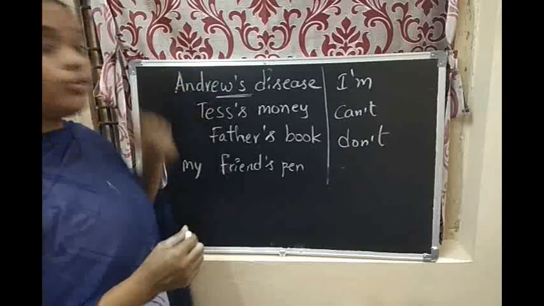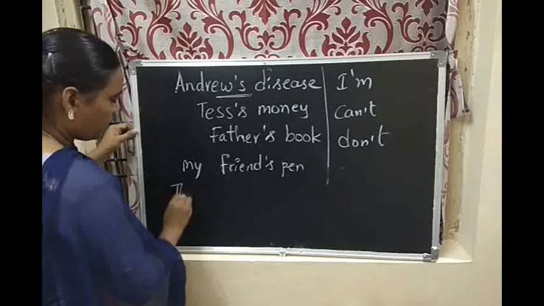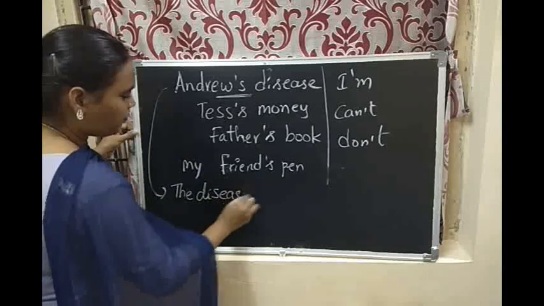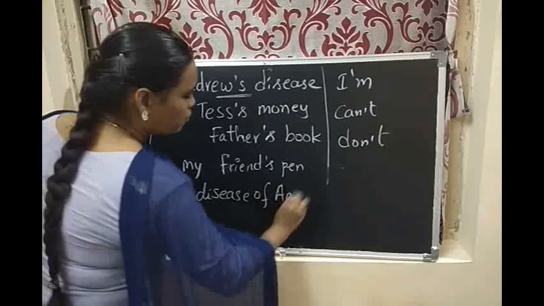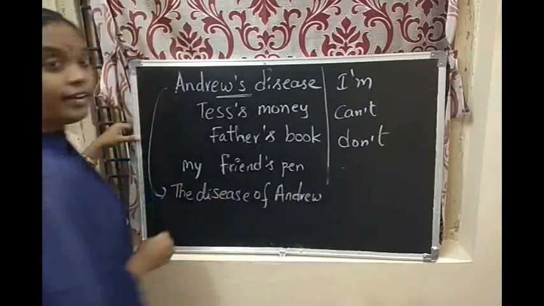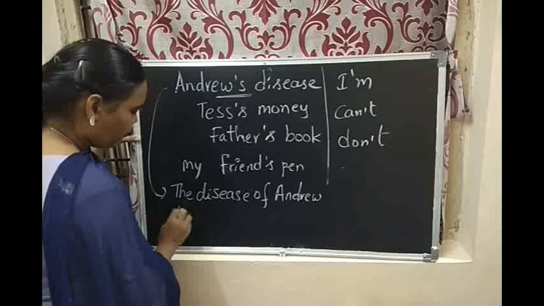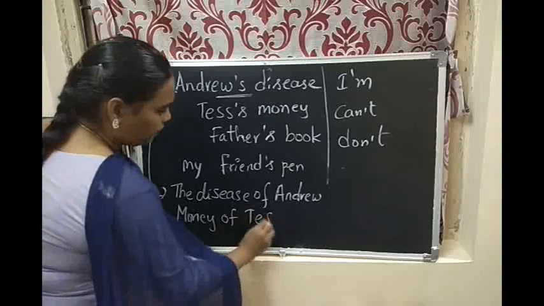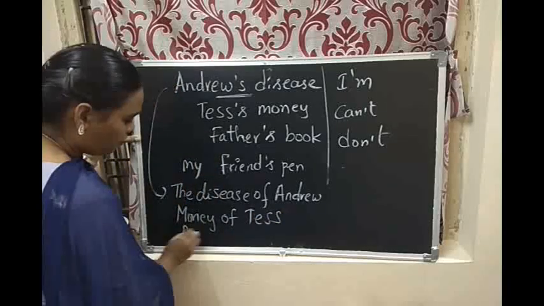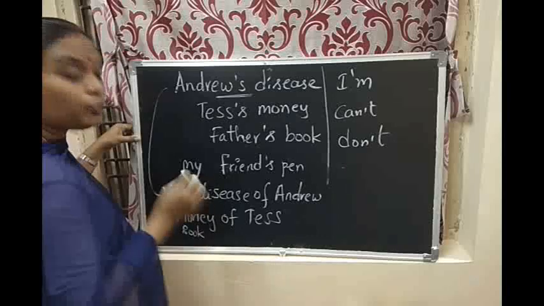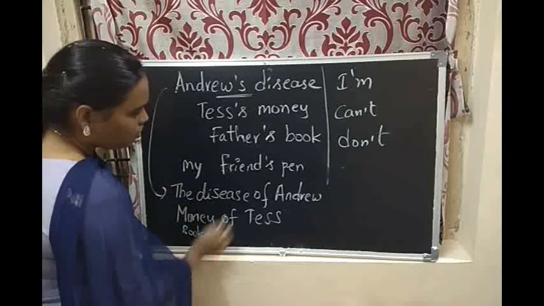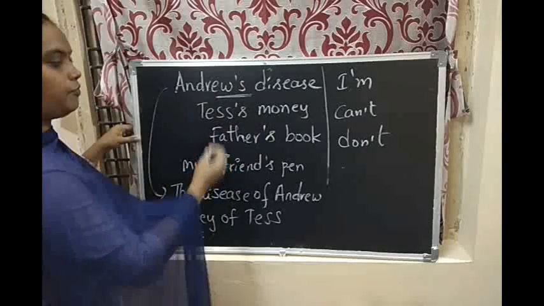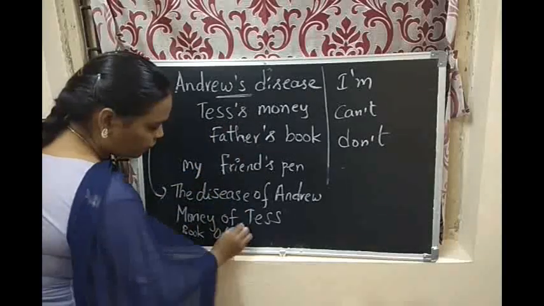So how can you change this one? The first one you have to change: the disease of Andrew, and the money of Tess. The book of father. That book belongs to father. So how can you say that? Father's book. So, book of father.